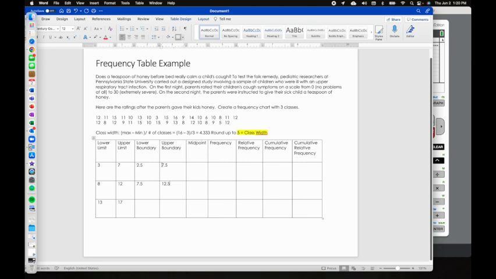So now notice I close the gap. I'm going from 7.5 to 7.5. That's my starting point. So this is what we're going to use, the lower and the upper boundaries later to draw the histograms because this closes the gap. And then down here we have 12.5 to 17.5.